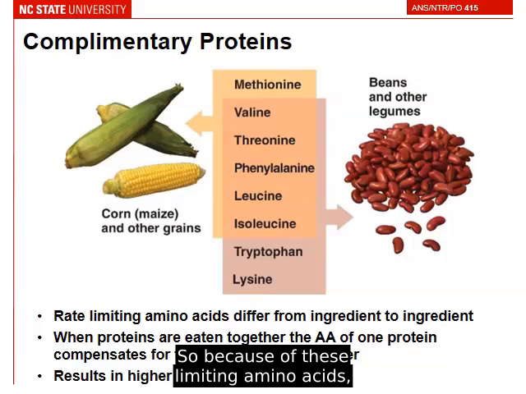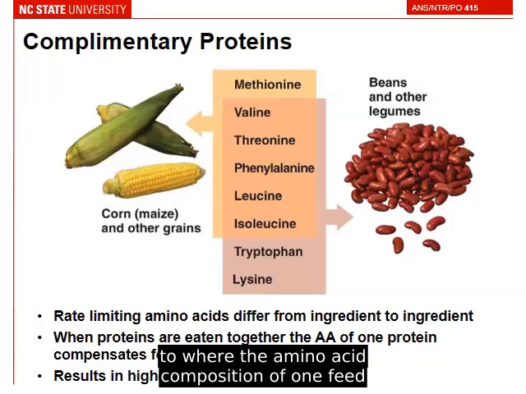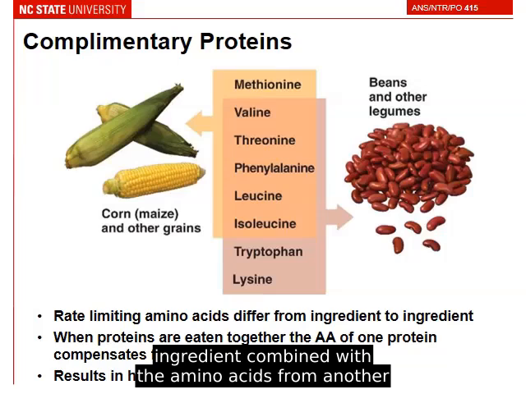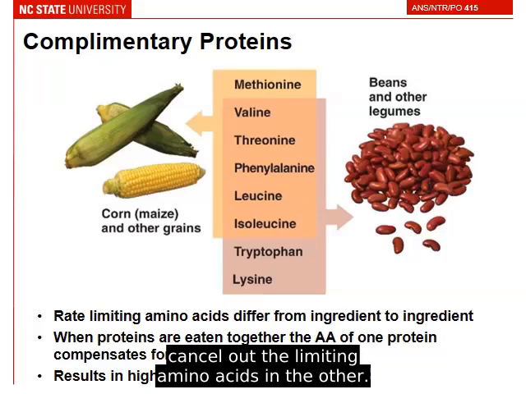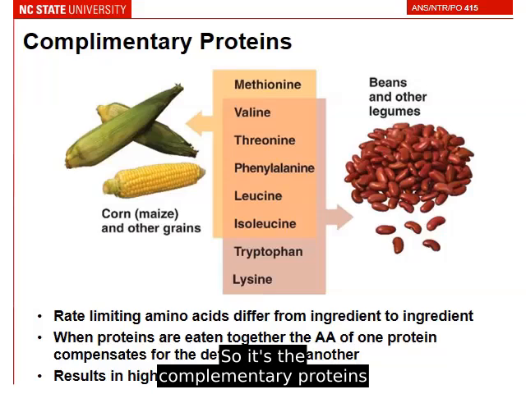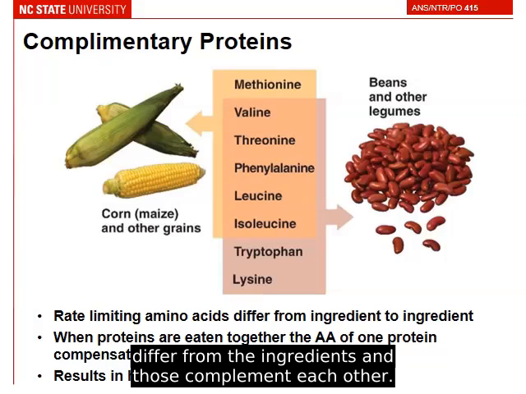So because of these limiting amino acids, we get what we refer to as complementary proteins, to where the amino acid composition of one feed ingredient combined with the amino acids from another ends up resulting in the limiting amino acids in one canceling out the limiting amino acids in the other. So it's the complementary proteins when the rate limiting amino acids differ from the ingredients, and those complement each other.